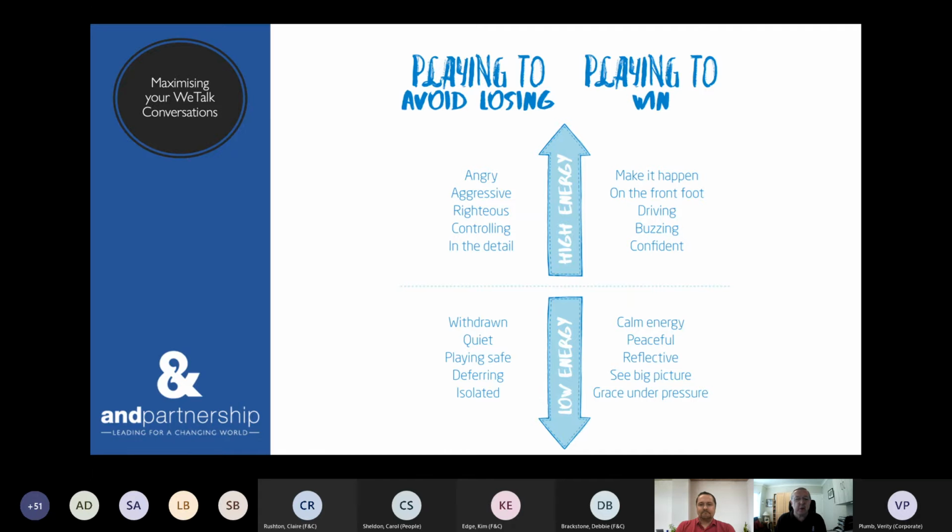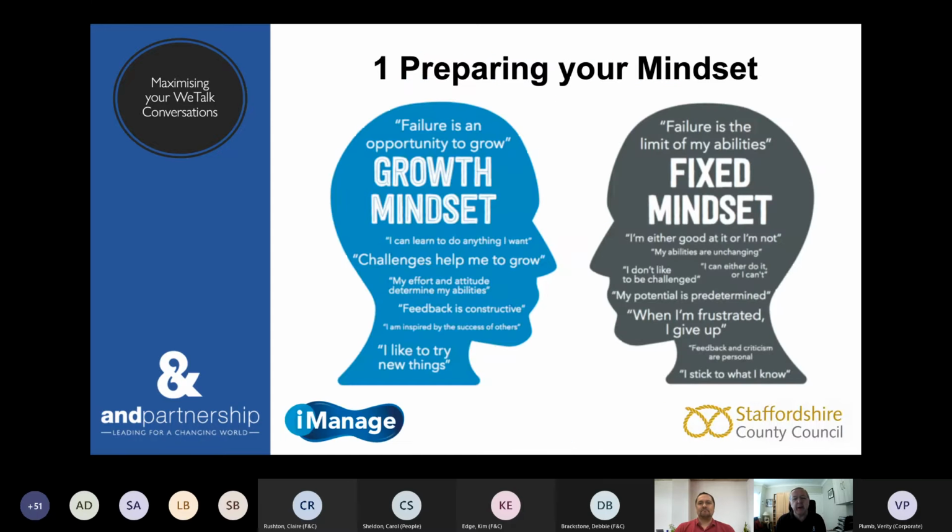There's loads more I could talk about with that, but I'm just conscious of time, so we'll move it on. That playing to win mindset is a really key part of preparing your mindset before you go into the conversations. The other really key part is thinking about your type of mindset that you're going into the conversation with, and that's about, are you going in with a growth mindset or are you going in with a fixed mindset?